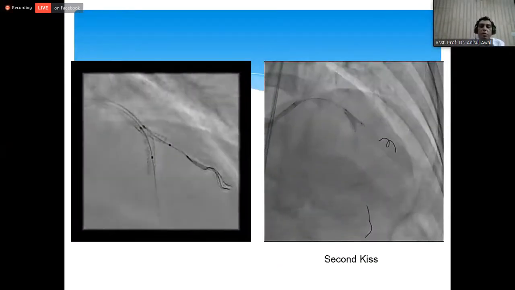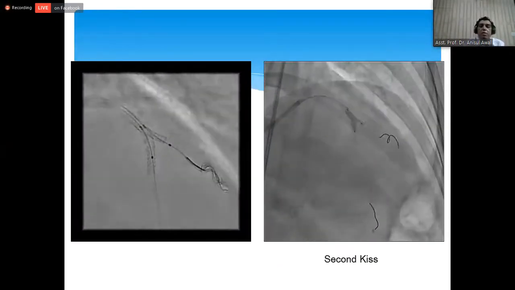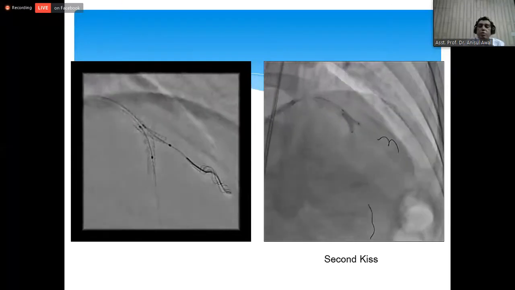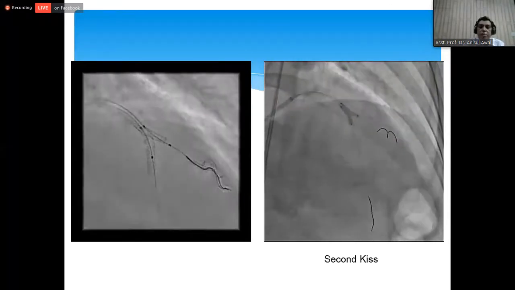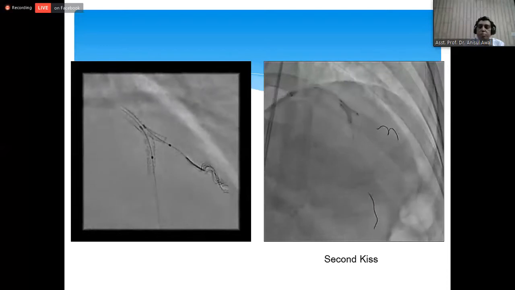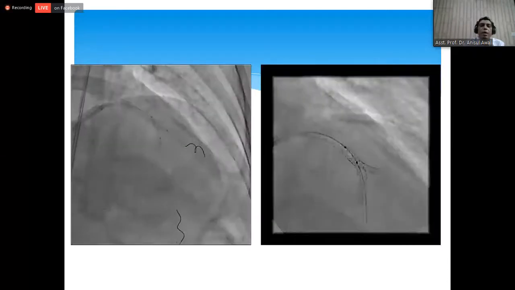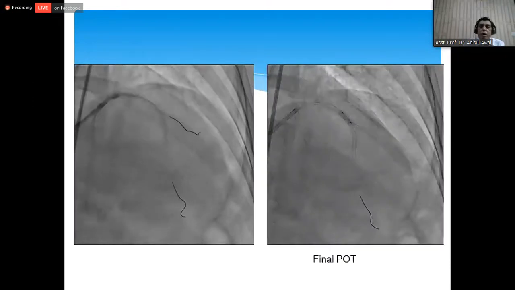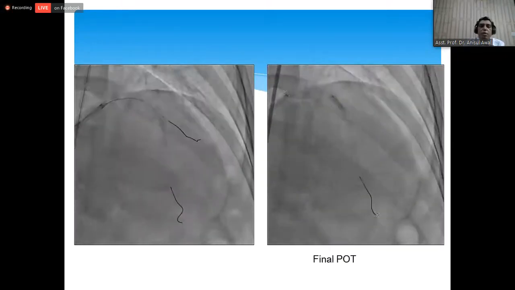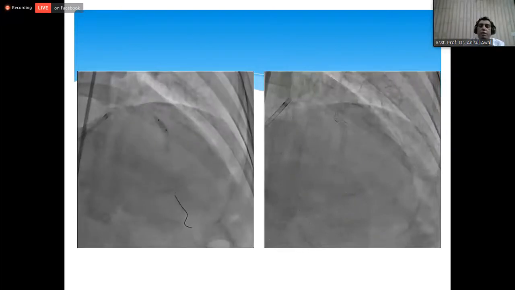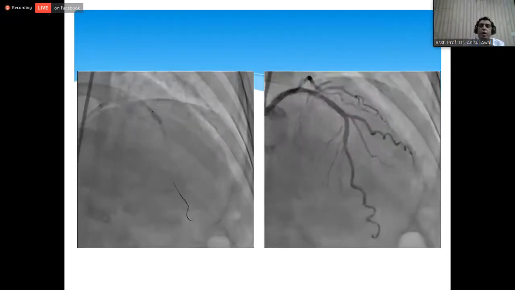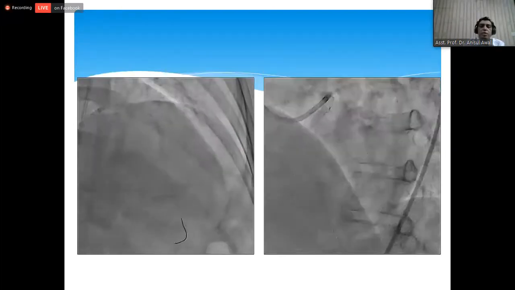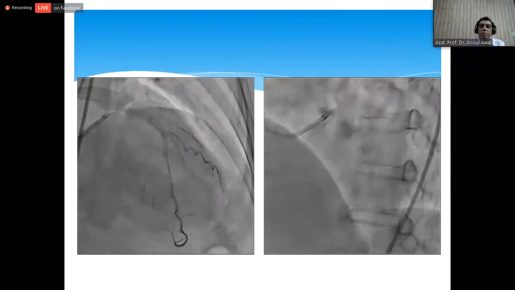And then the question arises, second kiss. We sequentially do the side branch, usually in high pressure first, and then we sequentially do 12 atmosphere pressure in both, and after that we do the final POT. And with the final POT, as you can appreciate, the carina, nice looking carina, and there's a nice result. So that's our final result.